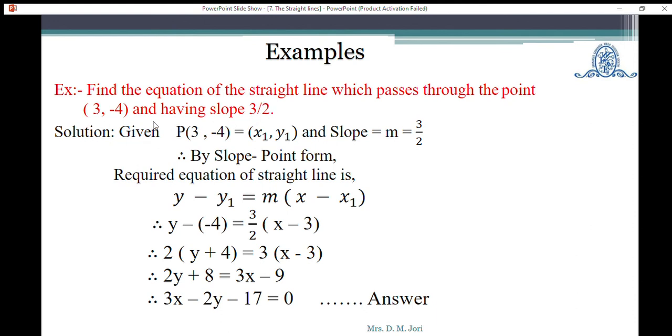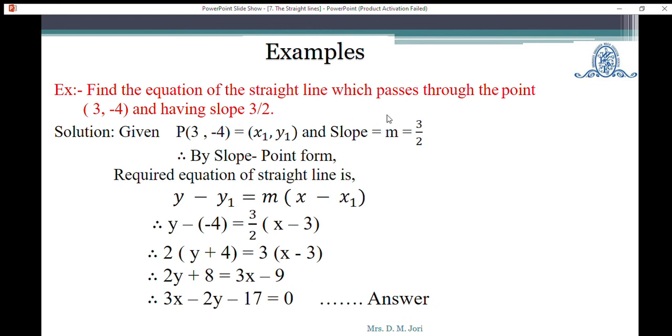So let us solve this. Read the question carefully. We have to find the equation of the line. It is given that the required line passes through the point (3, minus 4), and that it has slope 3 by 2. So let us first write what is given. One point is given, let us denote it by x1, y1. The slope is given, let us denote it by m.